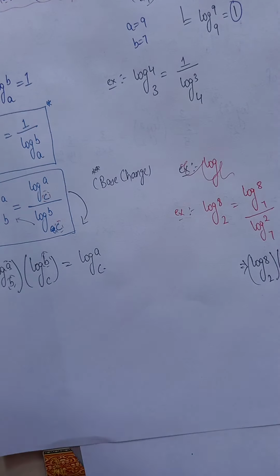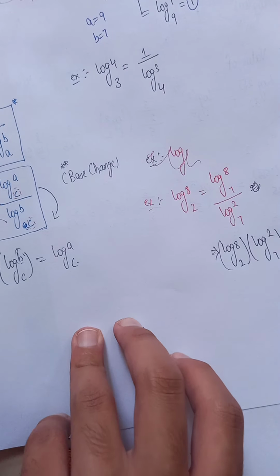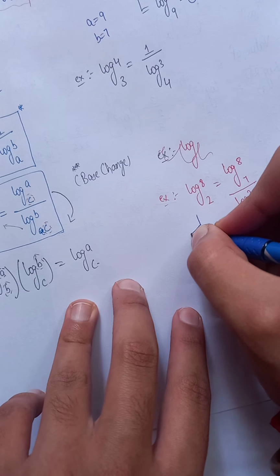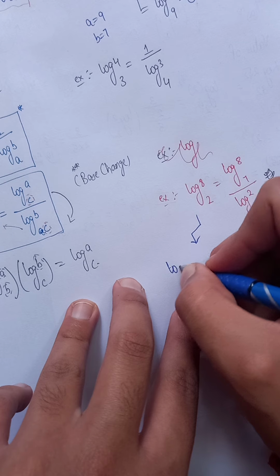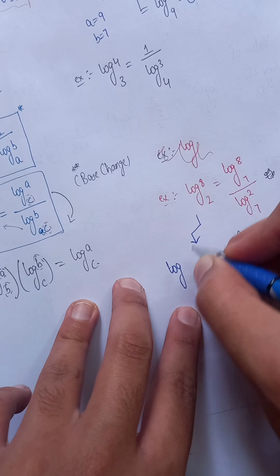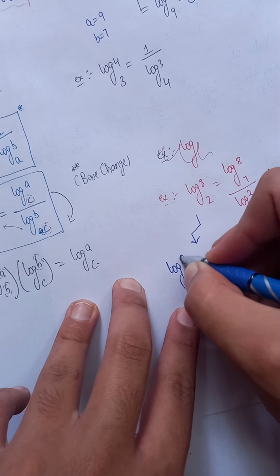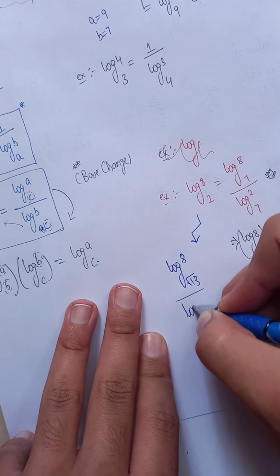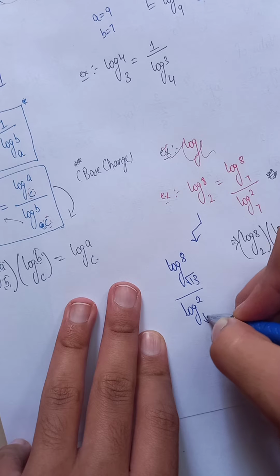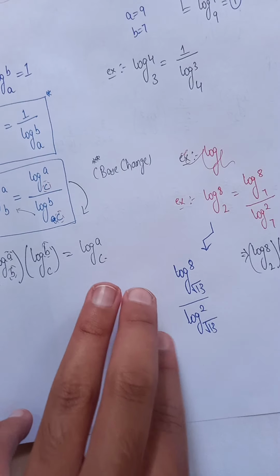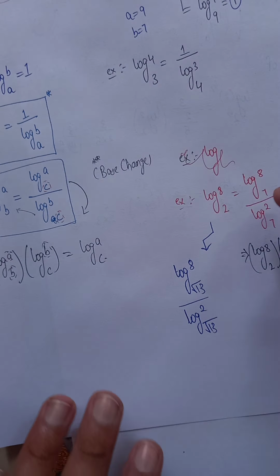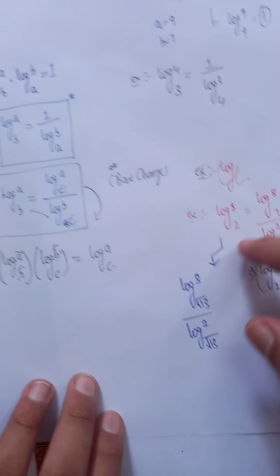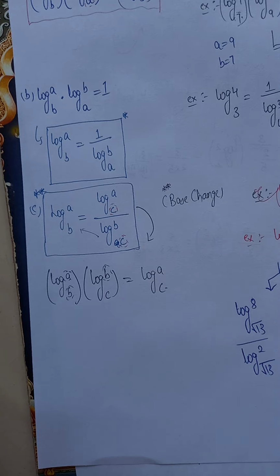There are many ways. If you also want, you can write it in this form also, that is log of 8 to the base root 13 divided by log of 2 to the base root 13. You can write it in any form you want. There are various forms in which you can write this. Okay, so that's it for now.